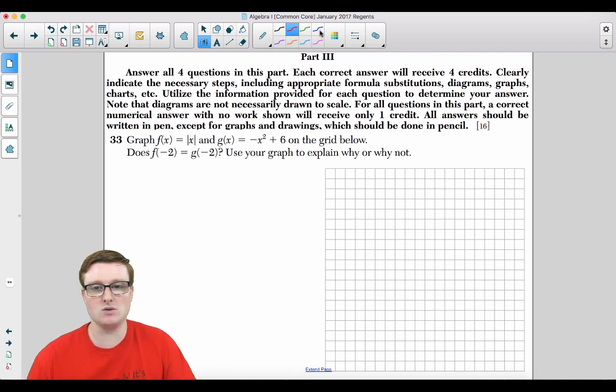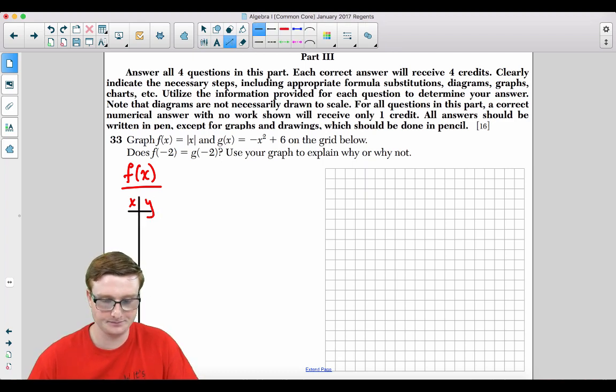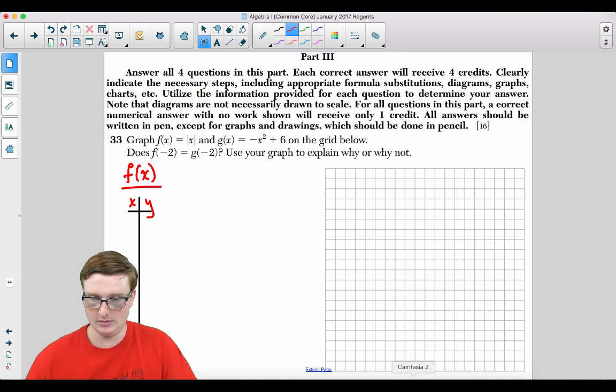Graph f of x equals the absolute value of x, and g of x equals negative x squared plus 6 on the grid below. Okay, so we're going to do that first. So I'm going to put this over here. So f of x, my table of values for f of x. You draw that right here. Okay. So I'm going to go to my calculator.